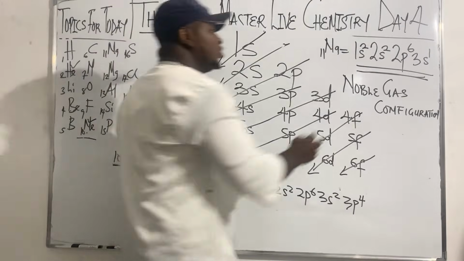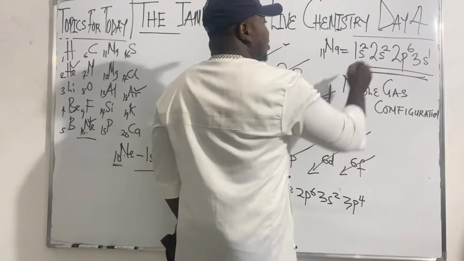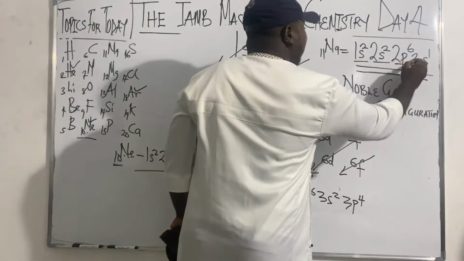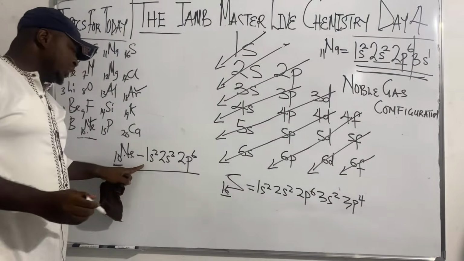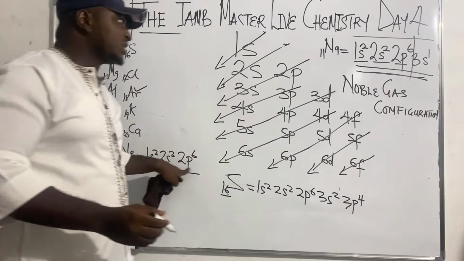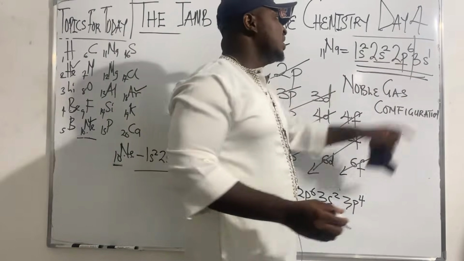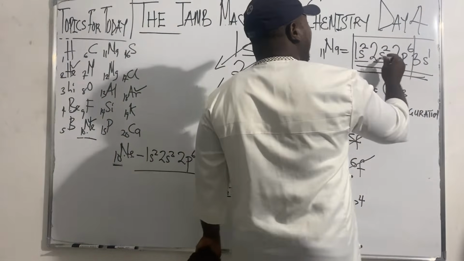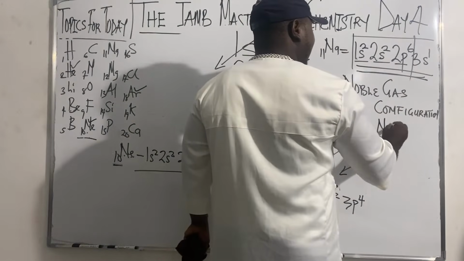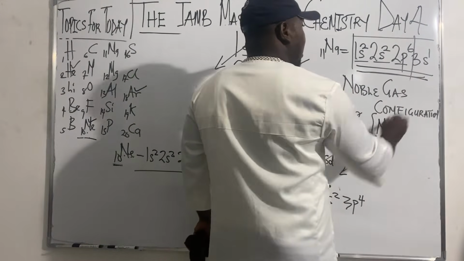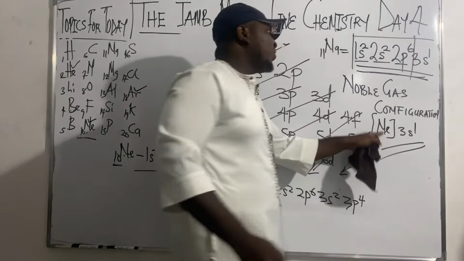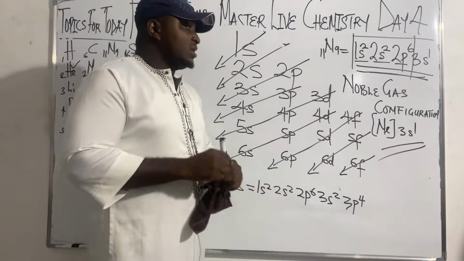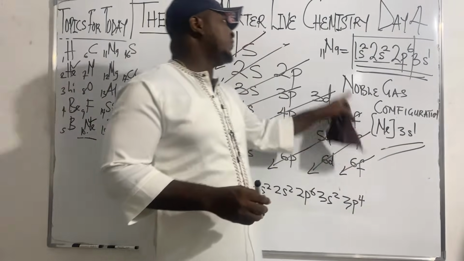Class, I now want to write the noble gas configuration for sodium. Notice that this is 1s2, 2s2, 2p6. This first part of the configuration of sodium is the same as neon: 1s2, 2s2, 2p6. I'm going to replace 1s2, 2s2, 2p6 with neon and bracket it. And what is left? 3s1. Class, this is the noble gas configuration for sodium.